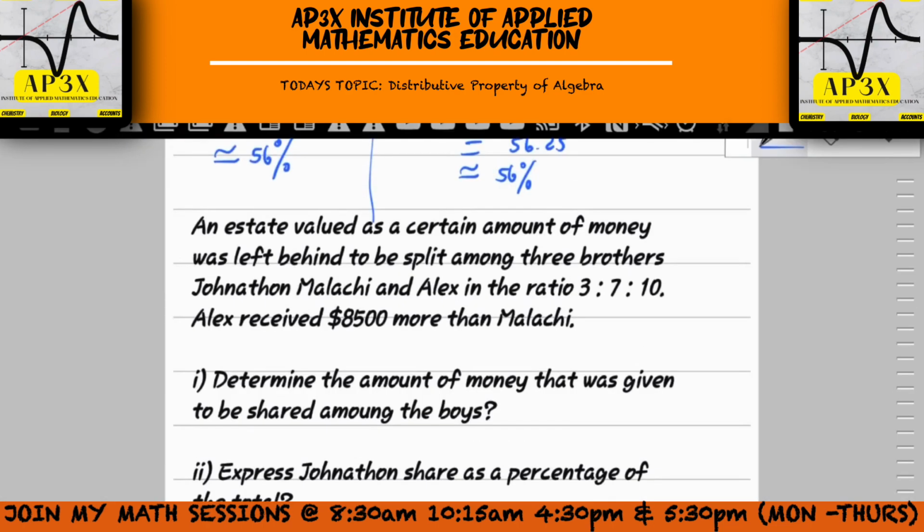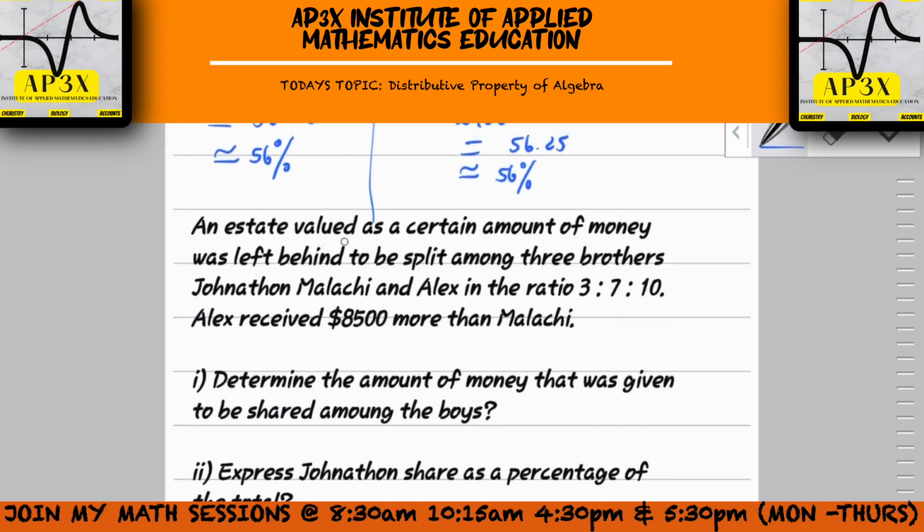First thing here, let's read the question for understanding purposes. An estate valued at a certain amount of money was left behind to be split among 3 brothers, Jonathan, Malachi, and Alex, in the ratio 3:7:10. Now, it is said here that Alex received $8,500 more than Malachi. Our first task is to determine the amount of money that was given to be shared among the boys.